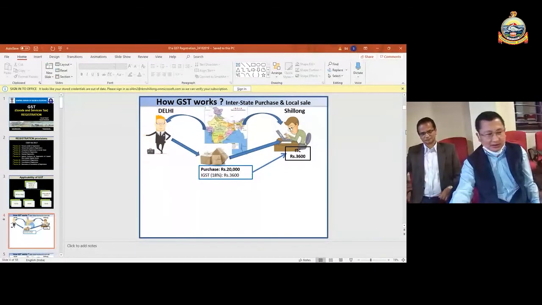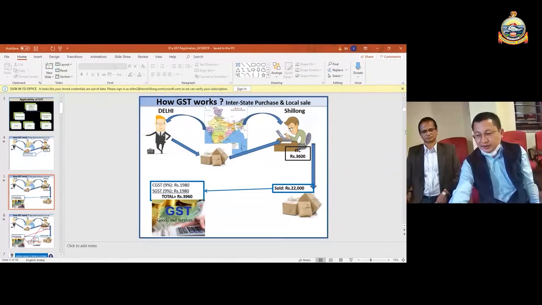Now, let us talk about the buyer in Shillong. He has already paid 23,600, and on that the tax amount, the IGST amount, is 3,600. This 3,600 the buyer in Shillong can avail as an input tax credit. That is called GST credit. He can avail this credit and it will go to his input tax credit ledger. Now this buyer in Shillong is not consuming the item he purchased from Delhi.